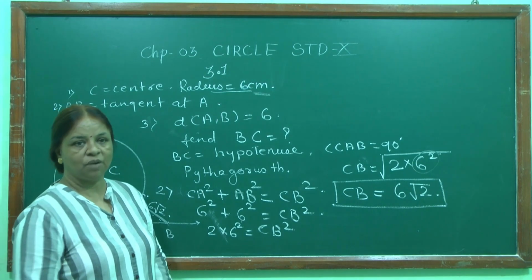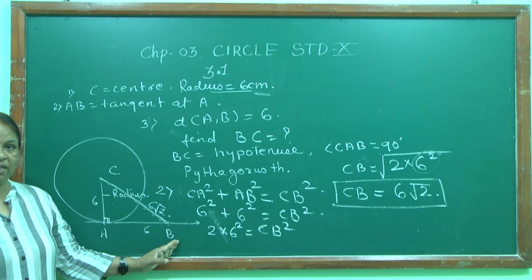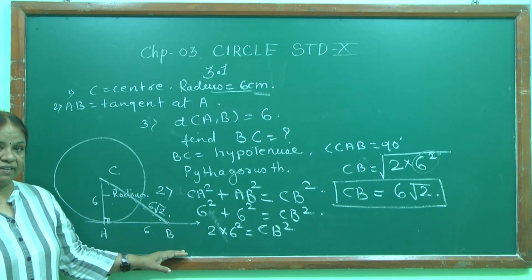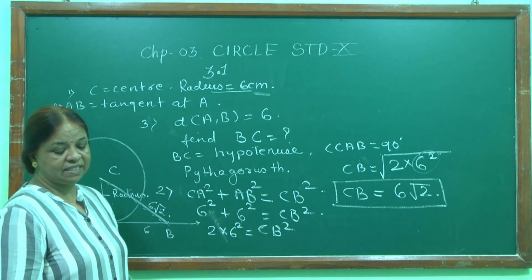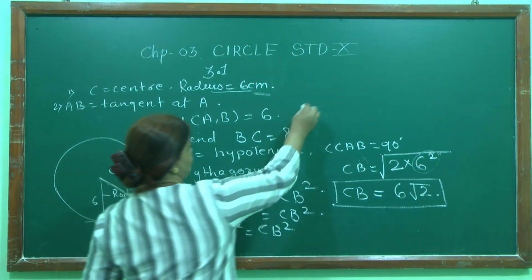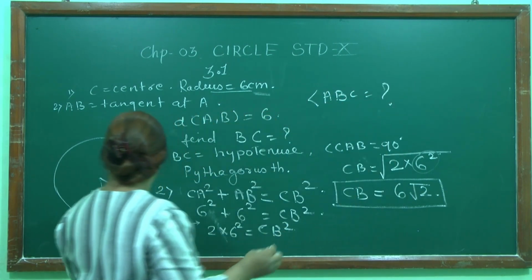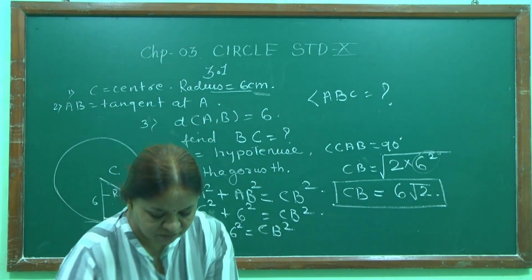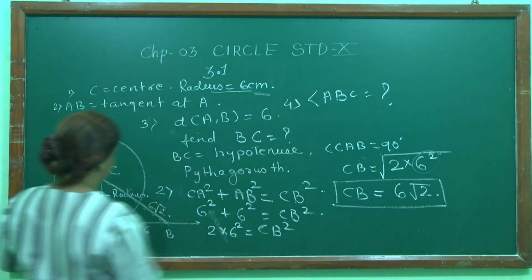Now the next question. You can pause the video, children, and solve this sum and learn it properly. You can rewind the video as many times as you want and learn till you understand. Now the next question is, what is the measure of angle ABC and why? Fourth question. What is the measure of angle ABC? See, directly I can explain what the measure is.